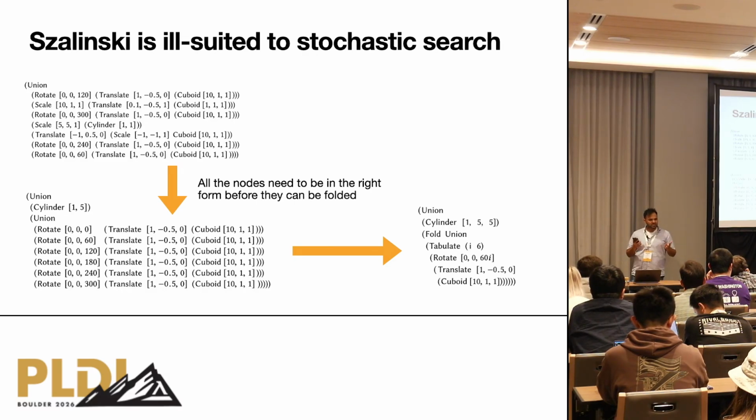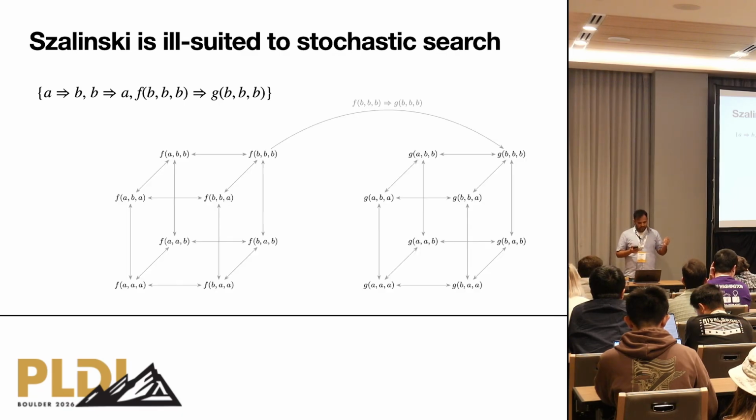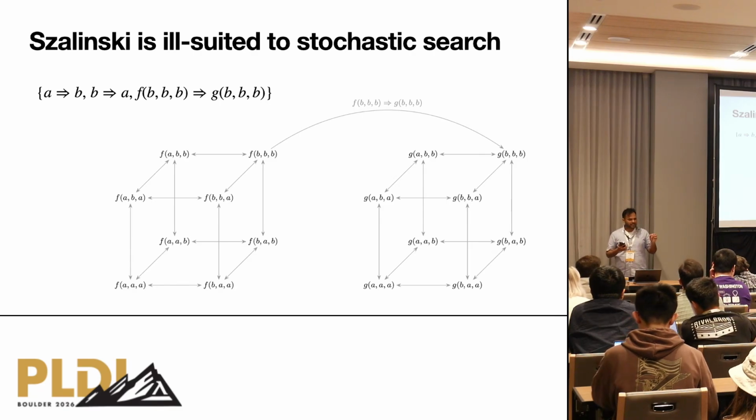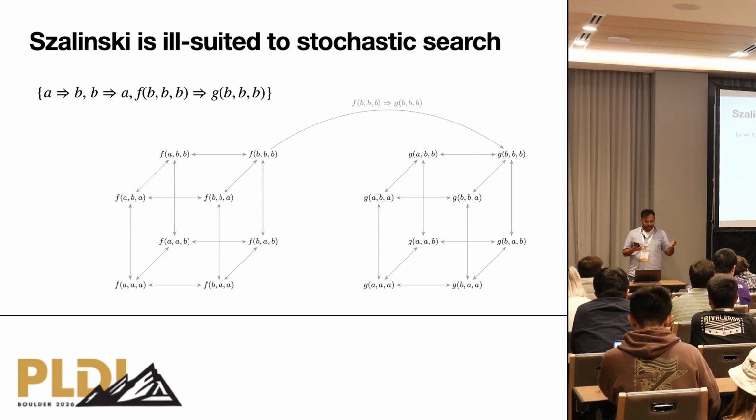And so this causes problems because you don't get a lot of guidance from the cost function before the final rewrite has been applied. So to illustrate the problem more, I'm going to consider an abstract rewrite system to model this problem. So say I only have 3 rewrites. A goes to B, B goes to A, and F of 3 B's goes to G of 3 B's. You can represent the system with these 2 cubes. So each vertex in the cube is a concrete term induced by this rewrite system. And then there is one step you can take from one cube to the other. Otherwise, you can always move between vertices of the same cube.